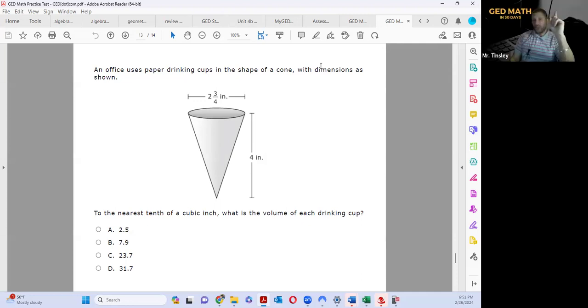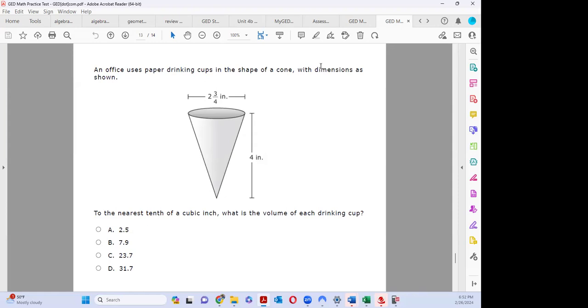Three things I need you to do. Every time you sit down and practice for GED math, I need your scrap paper, I need your calculator, I need your formula sheet right in front of you. I need those three things. Whether you buy the ebook, whether you use the calculator, that's up to you. But you need your scrap paper, your calculator, and your formula sheet out.